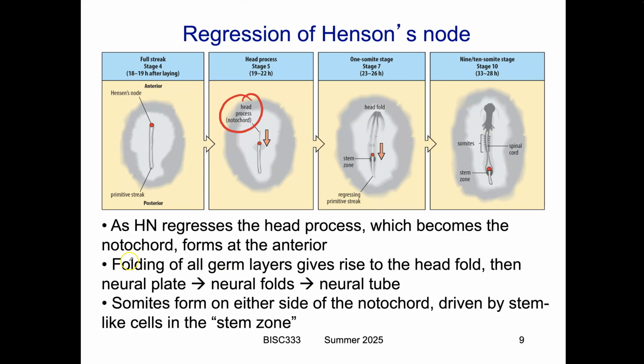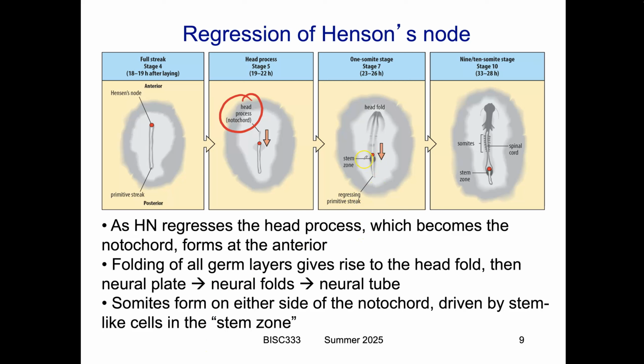So basically, when the germ layers are forming, I think this should say forming, you end up with the head fold, but then you get the neural plate, the neural folds, and the neural tube, and then the somites, and then the digestive system. So there's a series of steps that occur as the node is moving posterior.